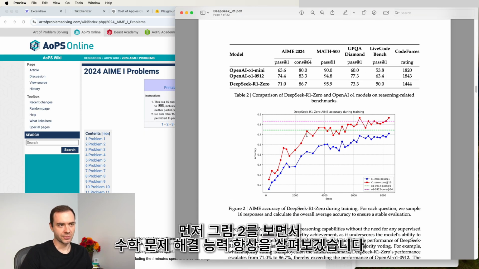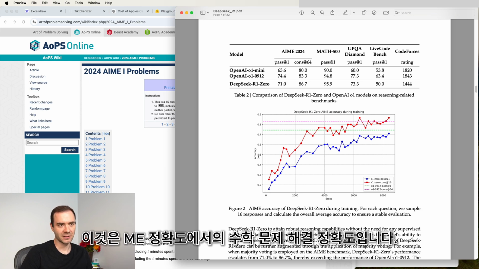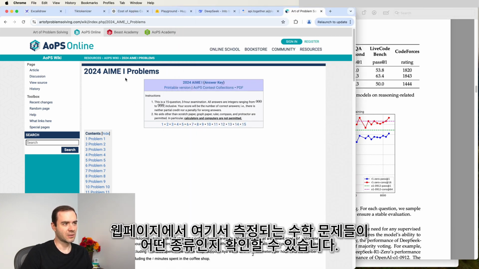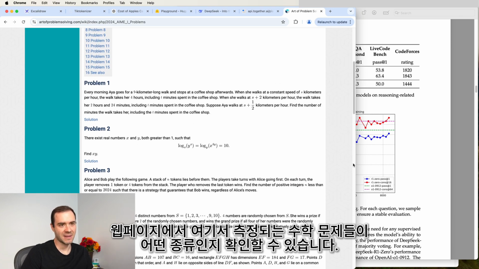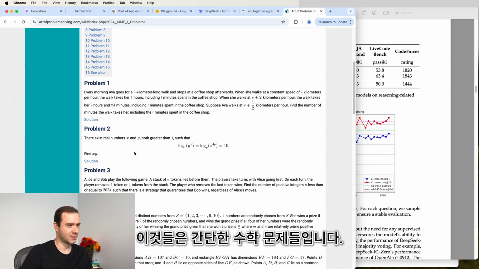The first thing I'll scroll to is figure 2 here, where we are looking at the improvement in how the models are solving mathematical problems. This is the accuracy of solving mathematical problems on the AIME benchmark. And then we can go to the web page and see the kinds of problems that are being measured here. So these are simple math problems.